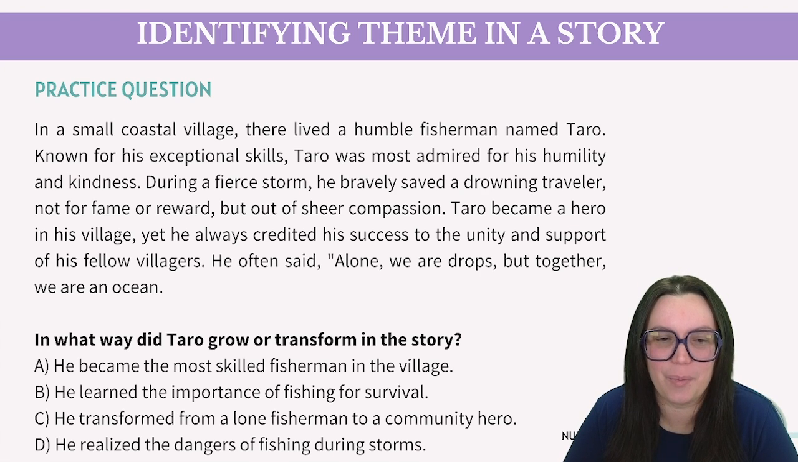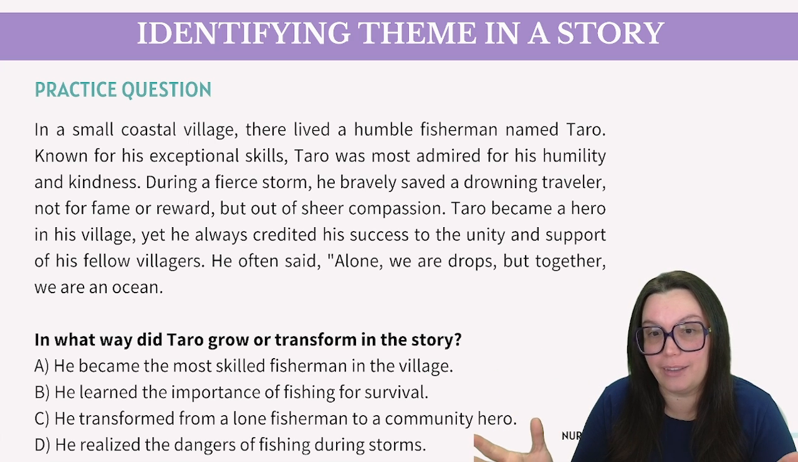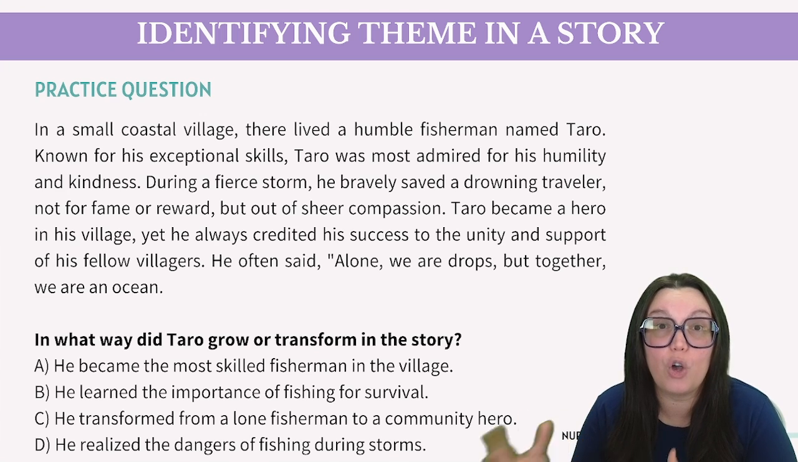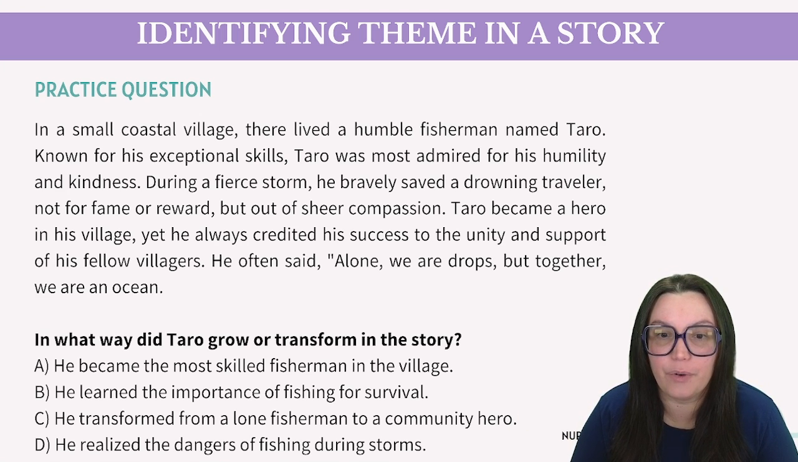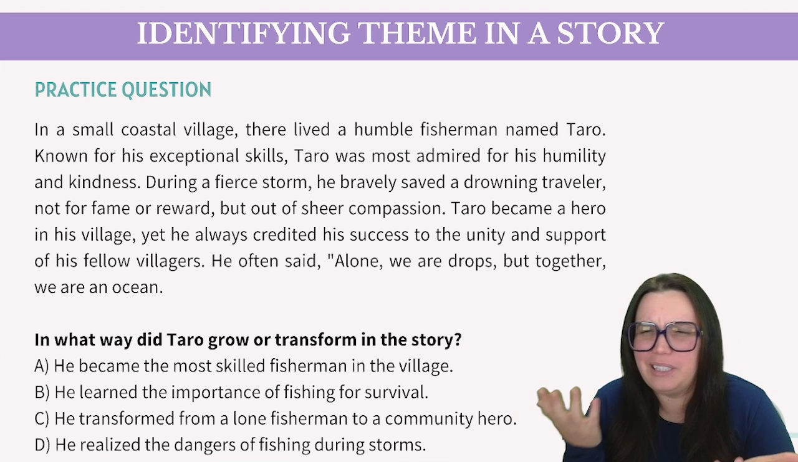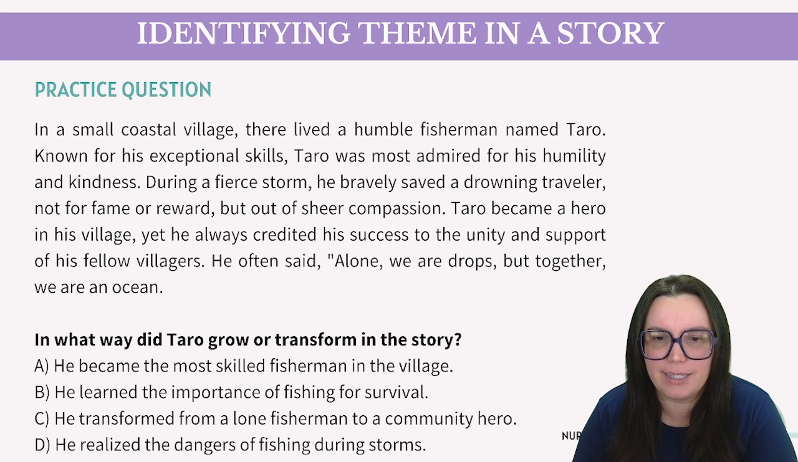Let's take a look at our potential answers. So A, he became the most skilled fisherman in the village. Well, it doesn't really talk about that. While he may be exceptionally skilled in his fishing, we don't know about the other villagers. B, he learned the importance of fishing for survival. Well, that's not really something that was discussed in this particular passage, so we can automatically eliminate B.